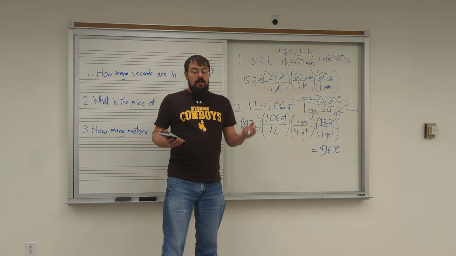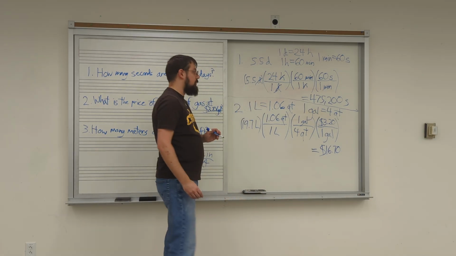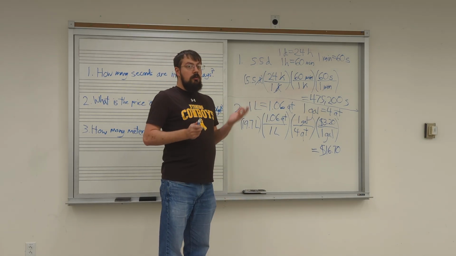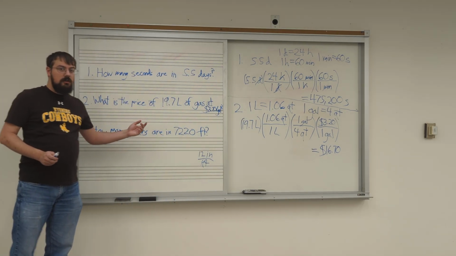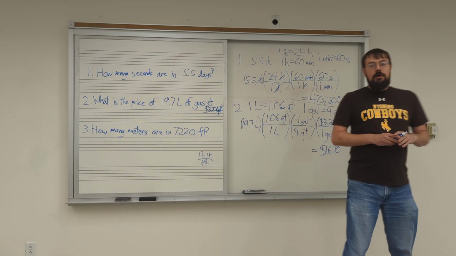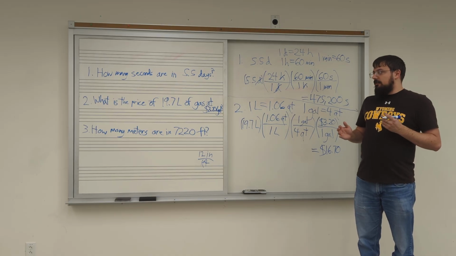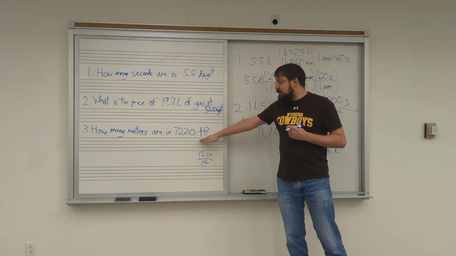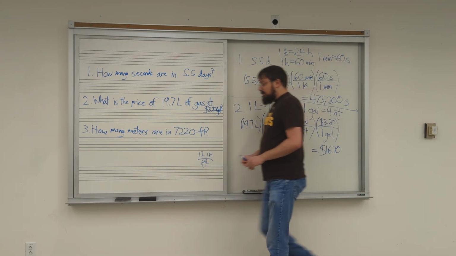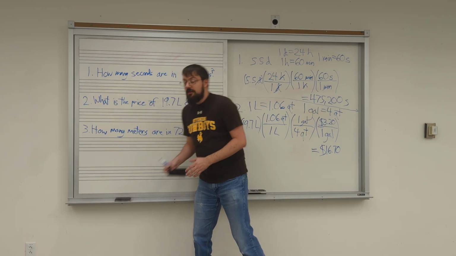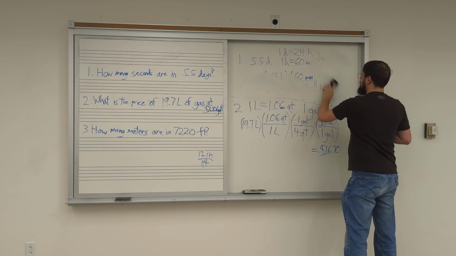All right, so this would be an example of a problem where we are converting between metric units and imperial units. Now, this next problem that we have, how many meters are in 7,220 feet? This would also be an example where we are dealing with both metric and imperial units. In this case, we are starting with an imperial unit, feet, and we want to go to a metric unit, meters. Once again, this is a scenario where what's going to be easiest for you is dependent on what conversion factors are most readily available to you.